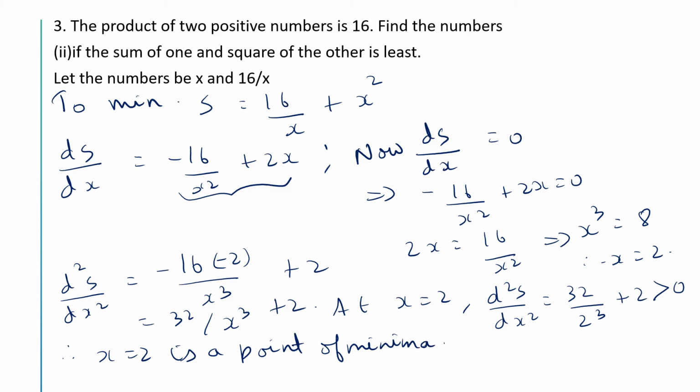So which means we have taken the numbers x and 16 by x. So the required numbers are 2 and 16 by 2, it is 8. Therefore, required numbers are 2, 8.